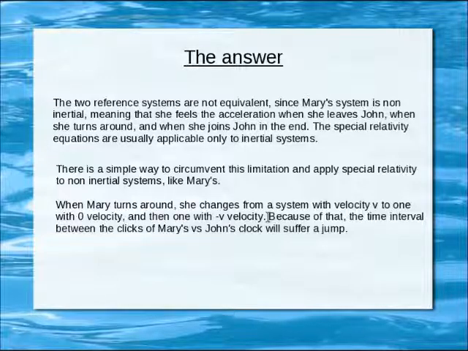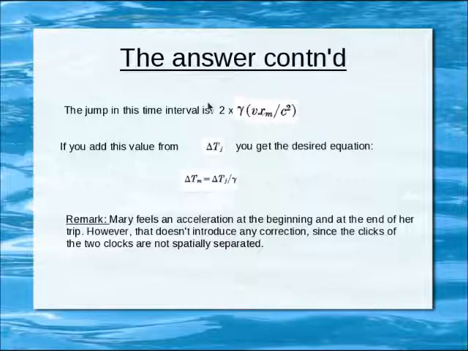Now, as we've seen in our previous analysis with the clocks, because of the fact that she feels these sudden accelerations, because she's in this non-inertial system, the time interval between the clicks of Mary's versus John's clock will suffer a jump, as we've seen. And we know that this jump, which, like I was saying before, can be understood also in terms of the relativity of simultaneity, is 2 times this quantity, which you can easily see from Lorentz equations. 2 times because the velocity changes from minus v to v, and not just from 0 to v, or from v to 0. Now, you have to add this jump to delta tj, and this will give you the desired equation, which is delta tm equals delta tj divided by gamma, and so you get no contradiction with John's point of view.